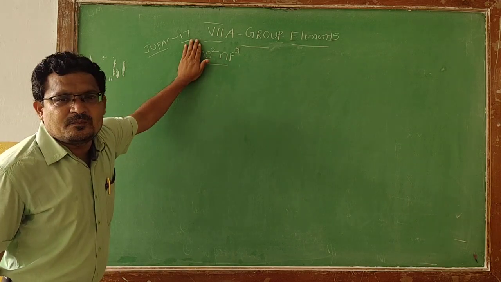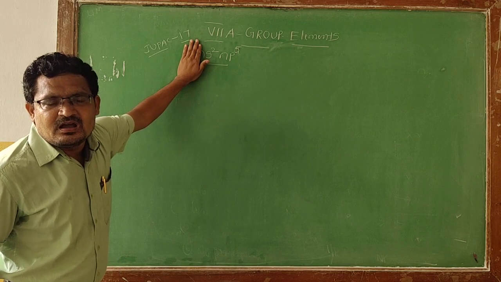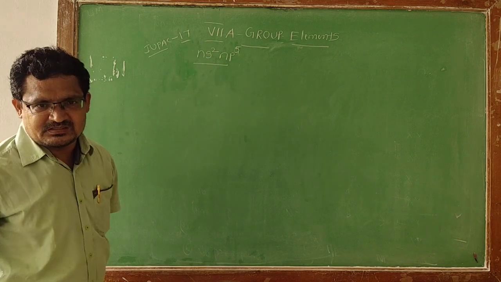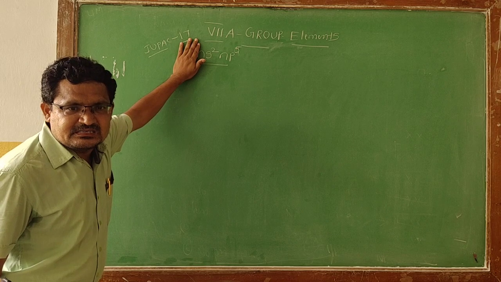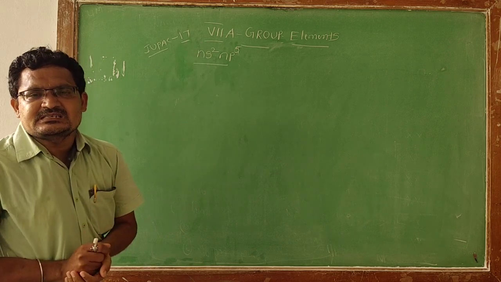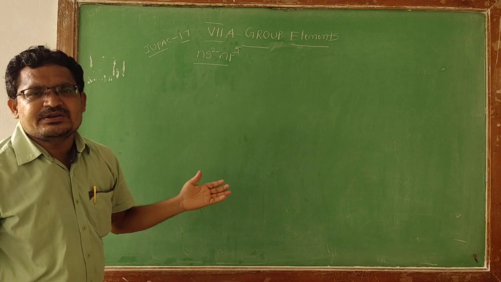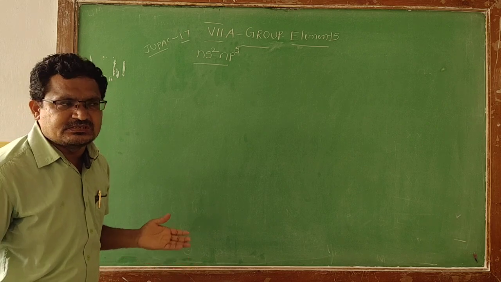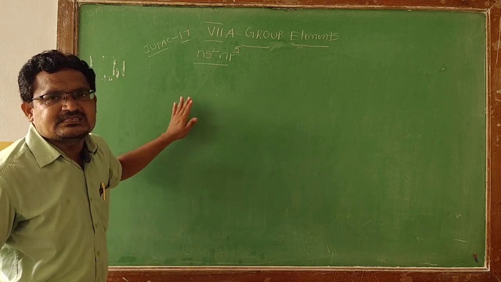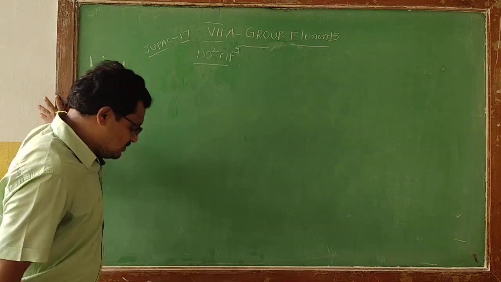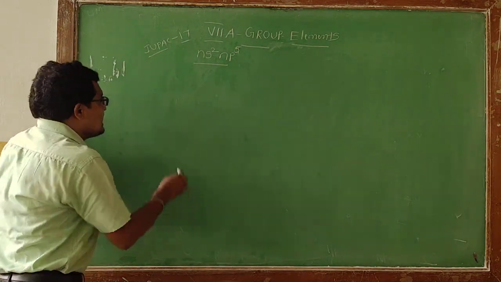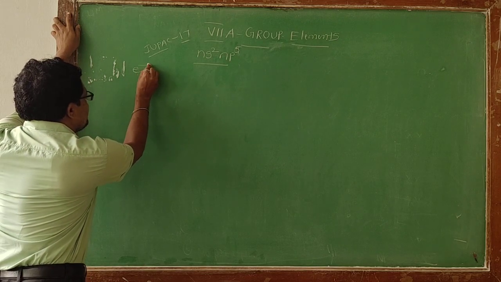This 7th group element is also called the halogen family. These elements are available in seawater. Hence, it is also called salt-like element. Now, first we discuss electronic configuration.